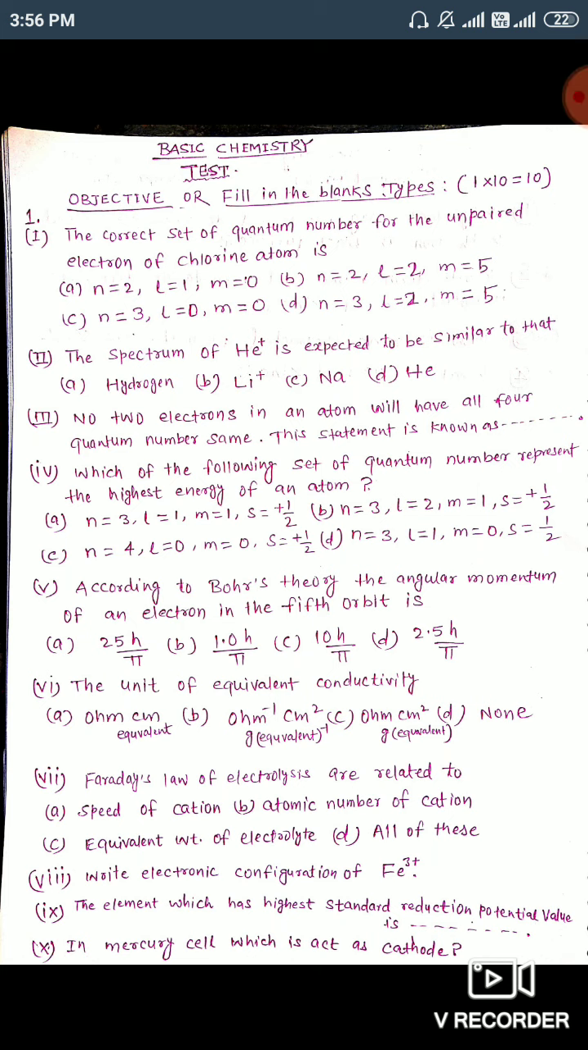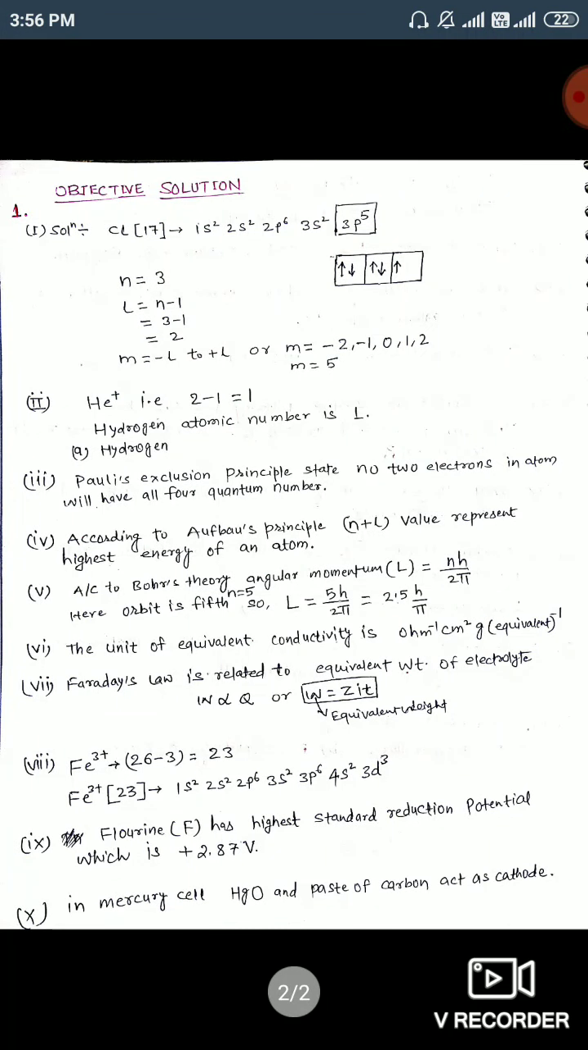Now we talk about the chlorine atom, which has atomic number 17, and the electronic configuration of the chlorine atom is 1s2, 2s2, 2p6, 3s2, 3p5. So the valence electrons of chlorine are 7 and the last orbital electron is in 3p.